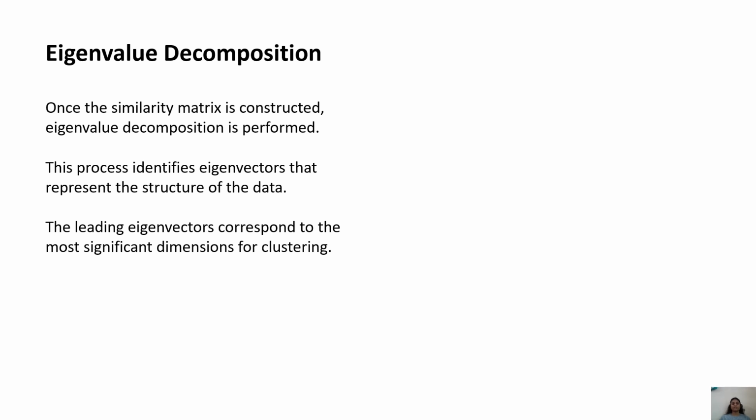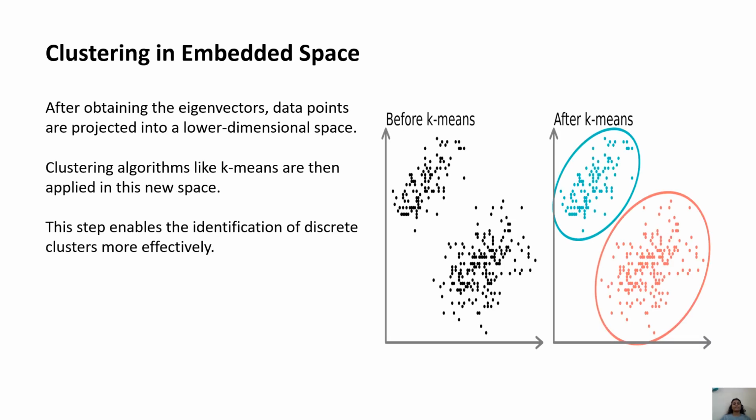Eigenvalue decomposition. Once the similarity matrix is constructed, eigenvalue decomposition is performed. This process identifies the eigenvectors that represent the structure of the data, and the leading eigenvectors correspond to the most significant dimensions for the clustering algorithm. Clustering in embedded space. After obtaining the eigenvectors, data points are projected into the lower dimensional space. Clustering algorithms like k-means are then applied in the new space. This step enables the identification of distinct structures, which is most effective and efficient.